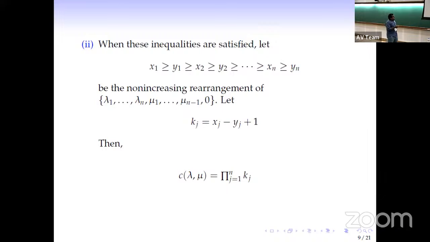And then it says that this C lambda mu, the cardinality, is a product of n many integers, where each k_j comes as x_j minus y_j plus 1, and this x_j, y_j come in a beautiful way. So x1, y1 up to xn, yn, there are 2n many integers written in non-increasing order. That's actually a rearrangement of lambda 1 up to lambda n, mu 1 up to mu n minus 1, and 0. If you write them in non-increasing manner, then from there you will get k_j.